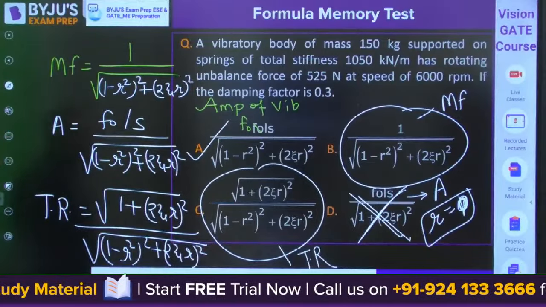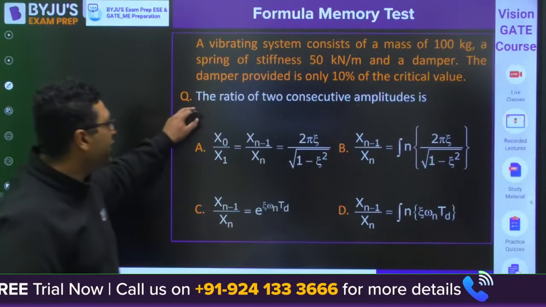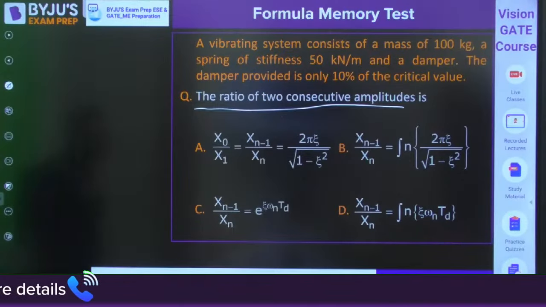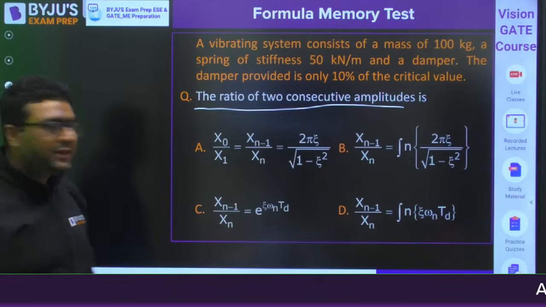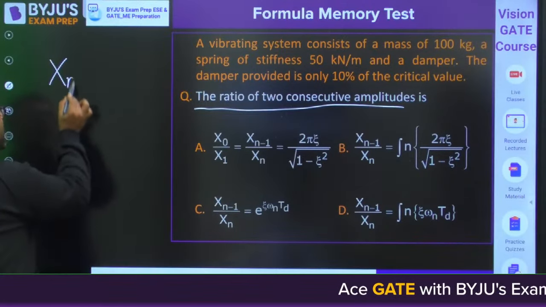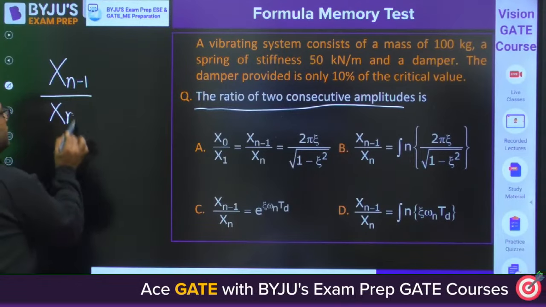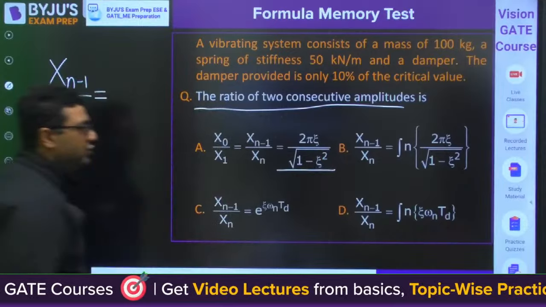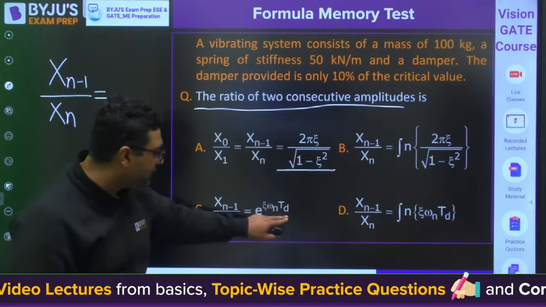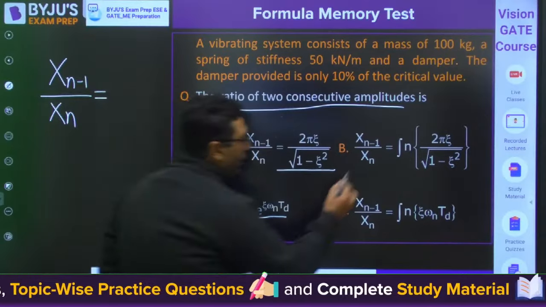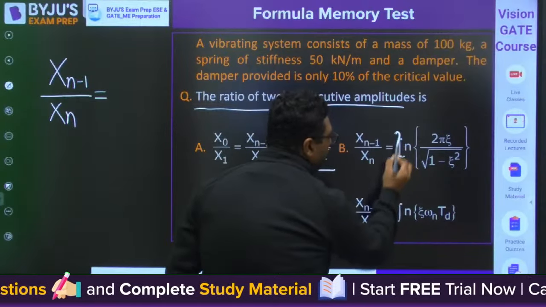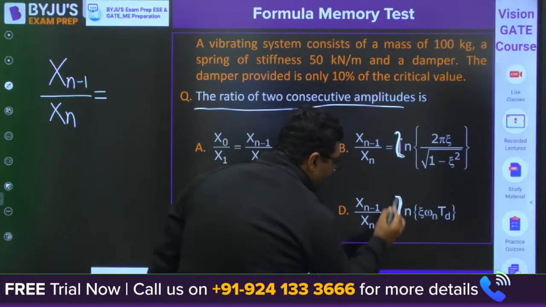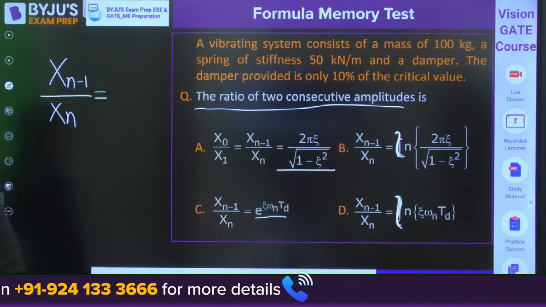Next we are moving to question number 8. This is the ratio of two consecutive amplitudes in a damped vibration system, x n minus 1 by x n. It is given by 2 pi zeta by root of 1 minus zeta square, or e to the power zeta omega n td, or ln of 2 pi zeta by root of 1 minus zeta square, or ln of zeta omega n td. What is the correct answer for this?